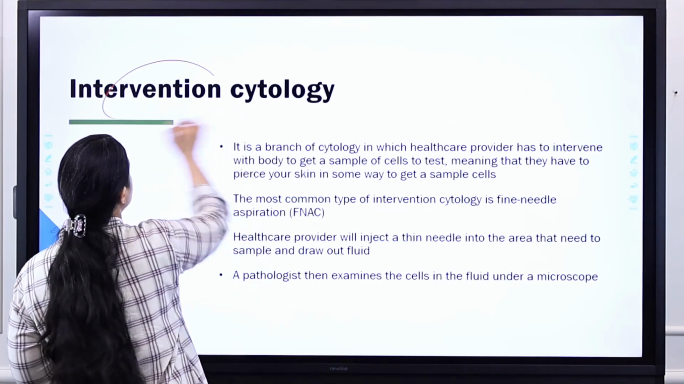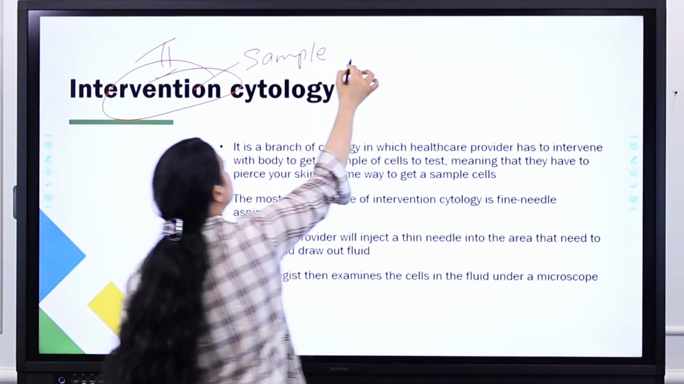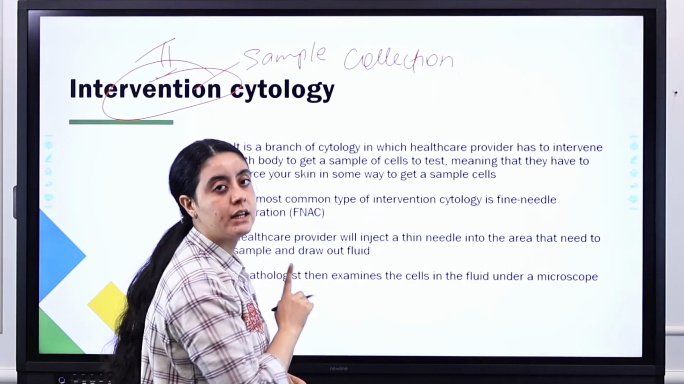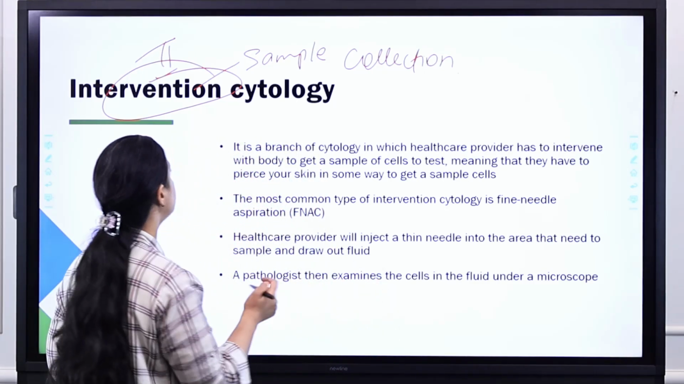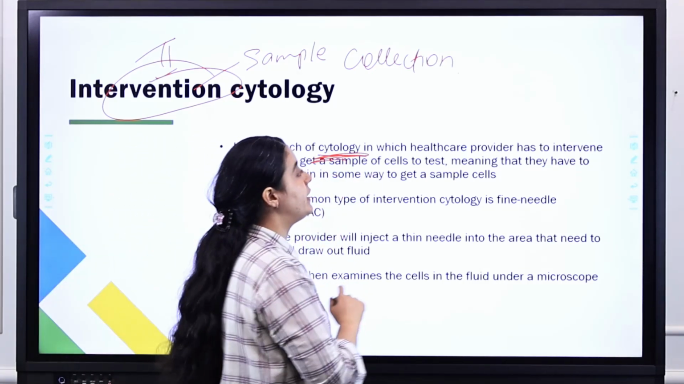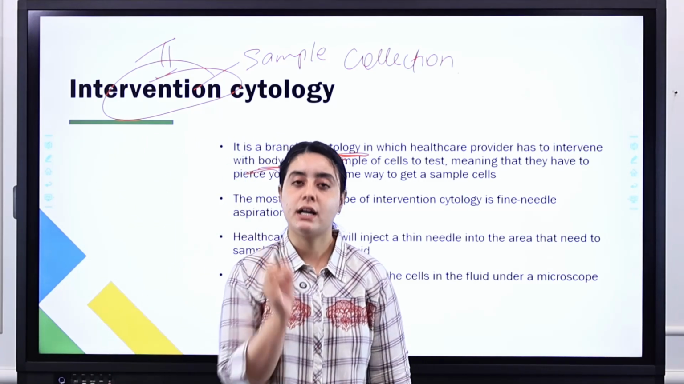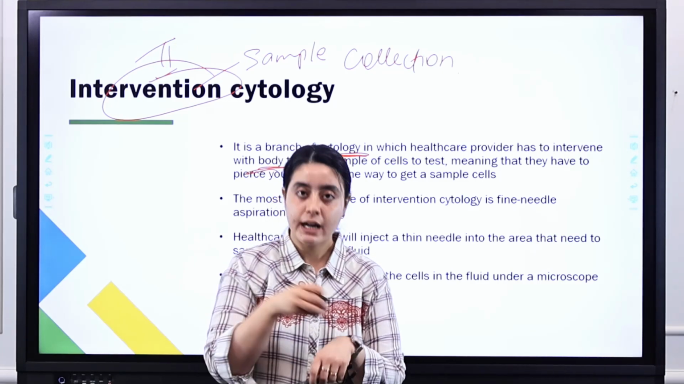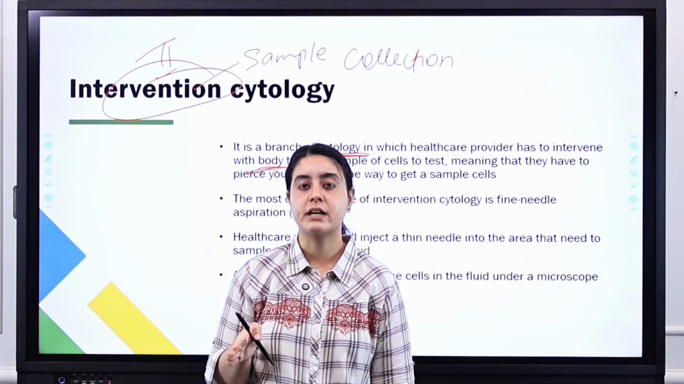Next we have intervention. This is the second type of sample collection. The first type of sample collection was exfoliation. Now this is the second type, intervention. So what is it? It is a branch of cytology in which the healthcare provider has to intervene with the body. What is the meaning? Intervene into the body. It means the healthcare provider or the technician has to insert something into your body and then collect the fluid.